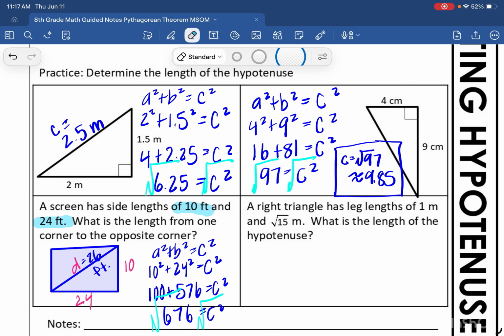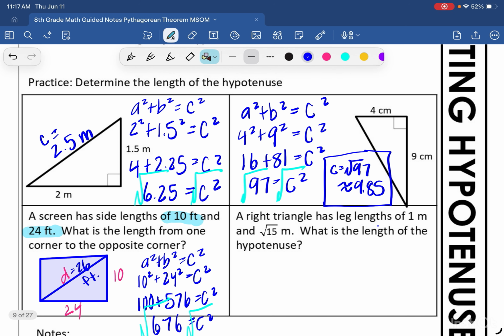A right triangle has a length of 1 meter and the square root of 15 meters. What is the length of the hypotenuse? So it's telling me that the leg lengths are 1 meter and the square root of 15 meters. Starting with the Pythagorean theorem, a squared plus b squared equals c squared. So I'm going to put 1 squared plus the square root of 15 squared equals c squared.